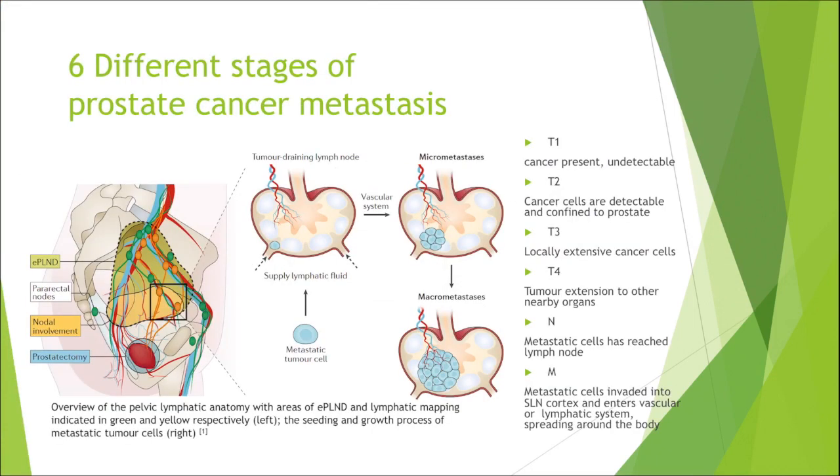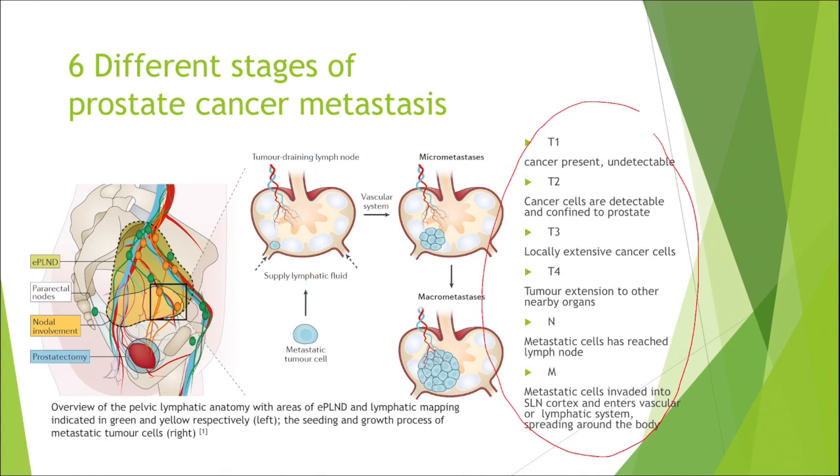There are a total of 6 different stages in prostate cancer, which is shown over here. First stage, T1, is when the cancer cells just started appearing inside the prostate gland and is undetectable because a very minimal amount of obtrusion is present in the lymphatic anatomy. Second stage, T2, is when cancer cells become detectable and are confined to the prostate without further spreading. The third stage, T3, is when cancer cells become locally extensive without spreading to other organs.